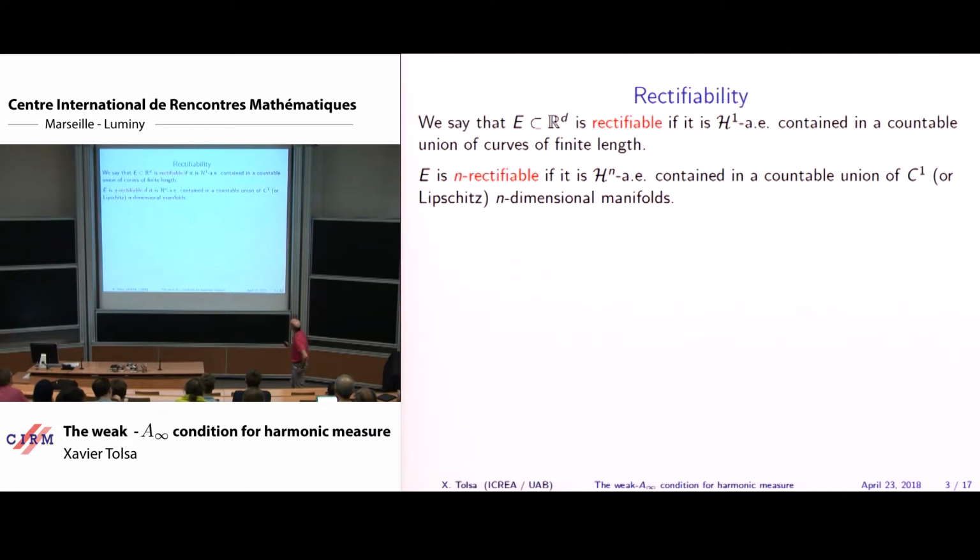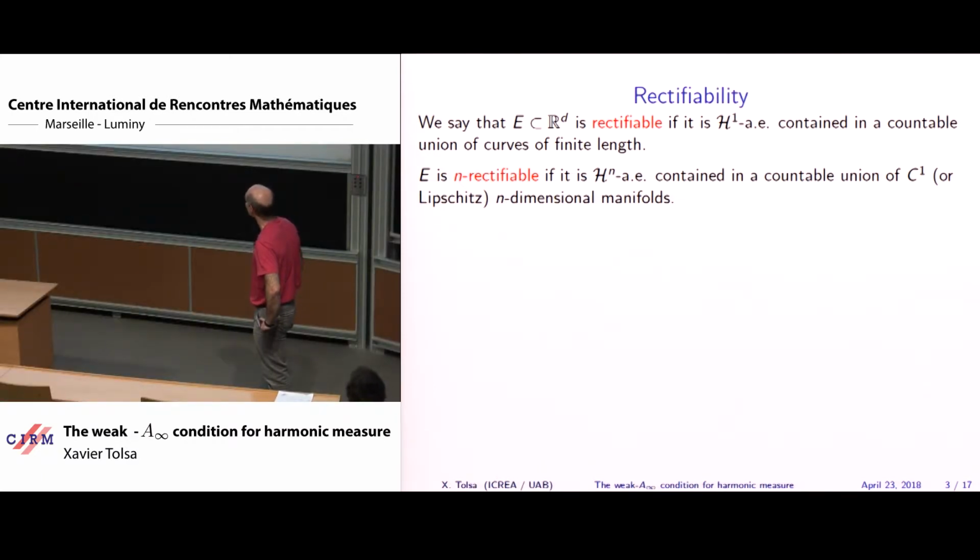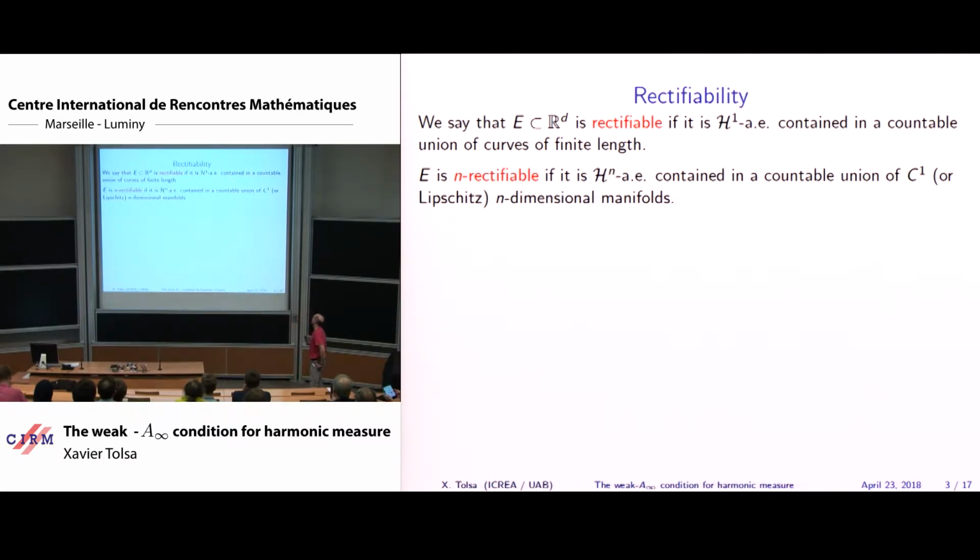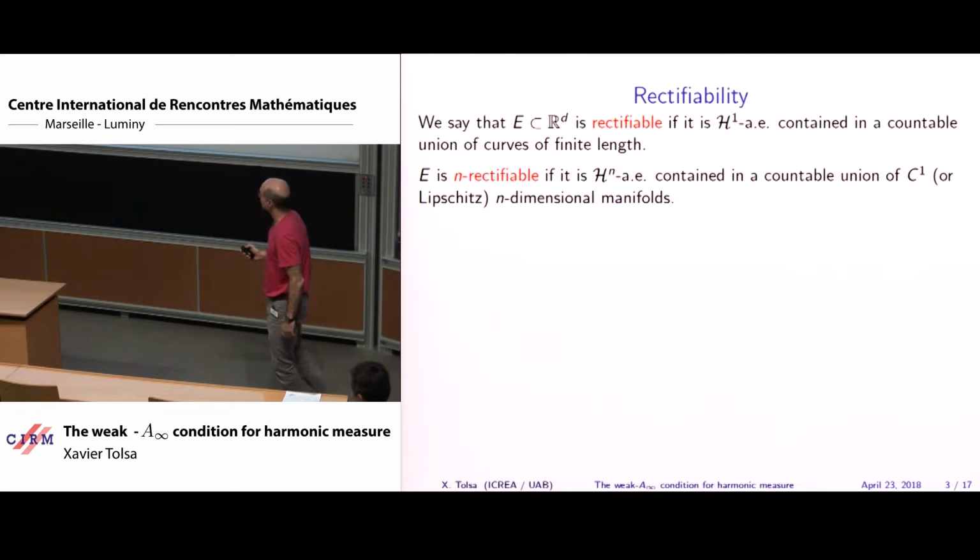Okay. Now we turn to the notion of rectifiability, which is another of the main notions in this talk. We say that a set E in R^d, or in R^{n+1} in this talk, is rectifiable, or countably rectifiable as it is sometimes called, if it is almost everywhere, with respect to length, contained in a countable union of curves of finite length. Here length is the Hausdorff measure. The n-dimensional version of rectifiability is this one. E is called n-rectifiable if it is almost everywhere, with respect to n-dimensional Hausdorff measure, contained in a countable union of C^1 or Lipschitz n-dimensional manifolds. It does not matter if we take Lipschitz or C^1, because up to countable unions and sets of zero Hausdorff measure, we get the same.